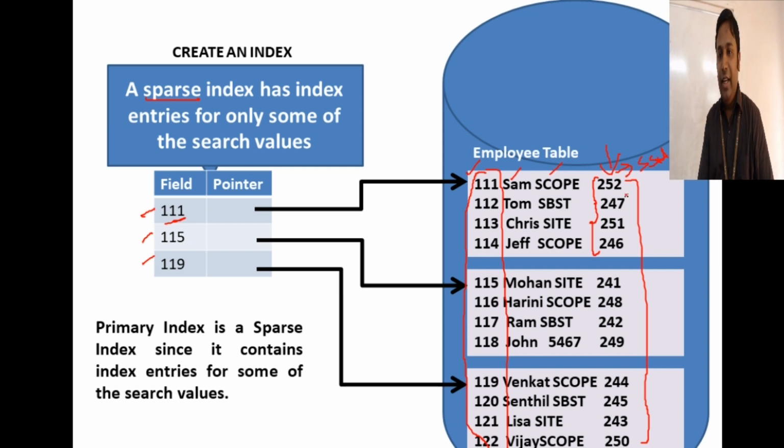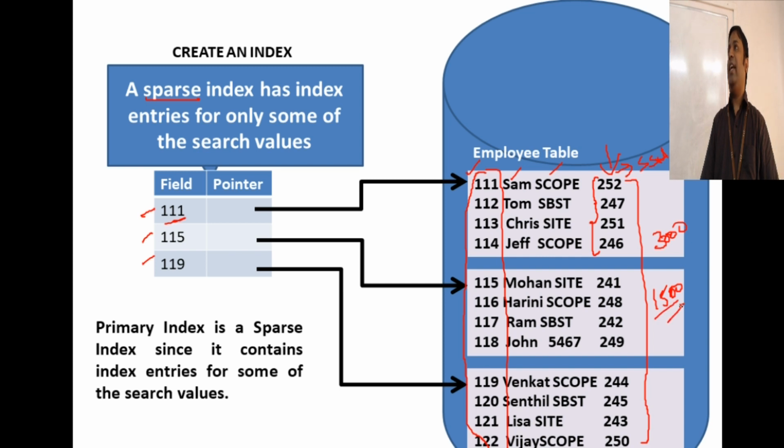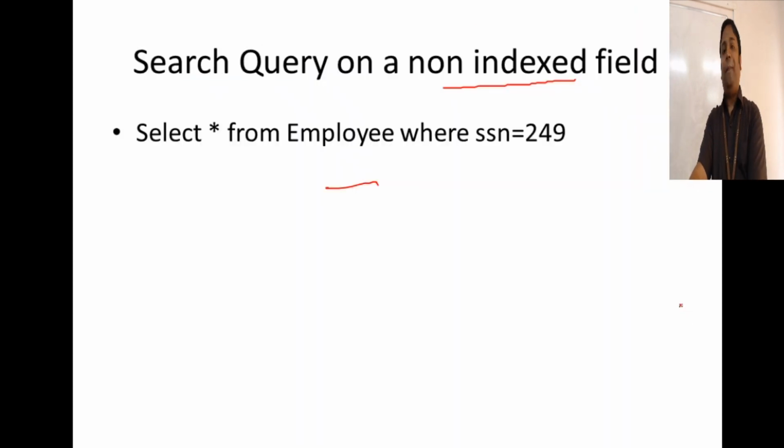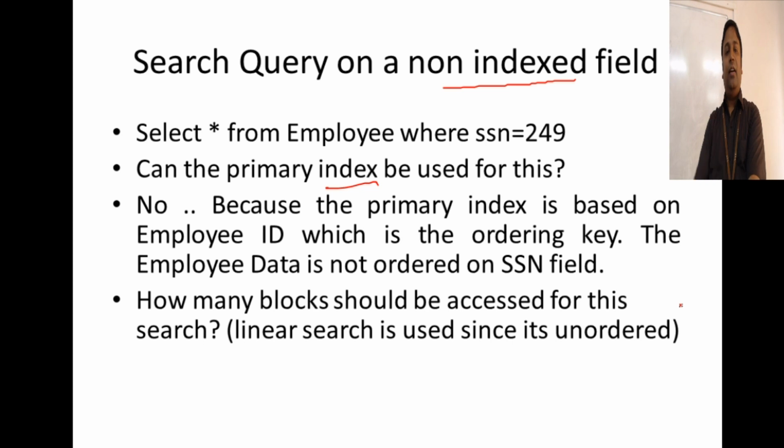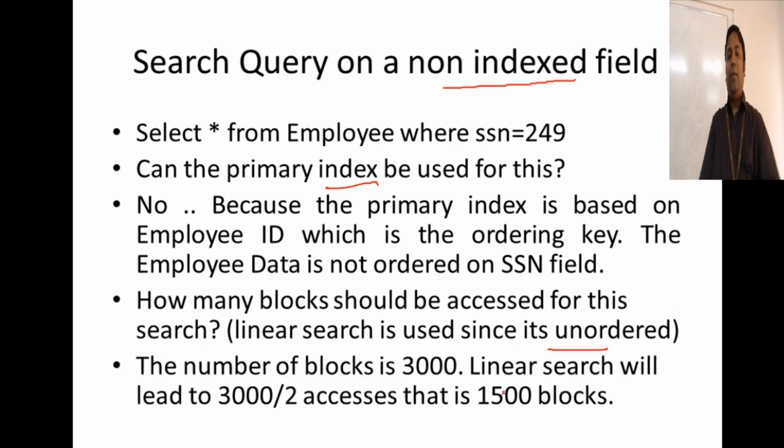So when you're going with a linear search, when there are 3000 blocks, how many blocks should you access? On an average, you should access 1500 blocks. Again, we end up with this problem. Just because the user searched on some other field, again the performance becomes a problem. So that's what I have given here. Linear search is used since it's unordered, and the number of blocks you have to access is 1500 blocks.